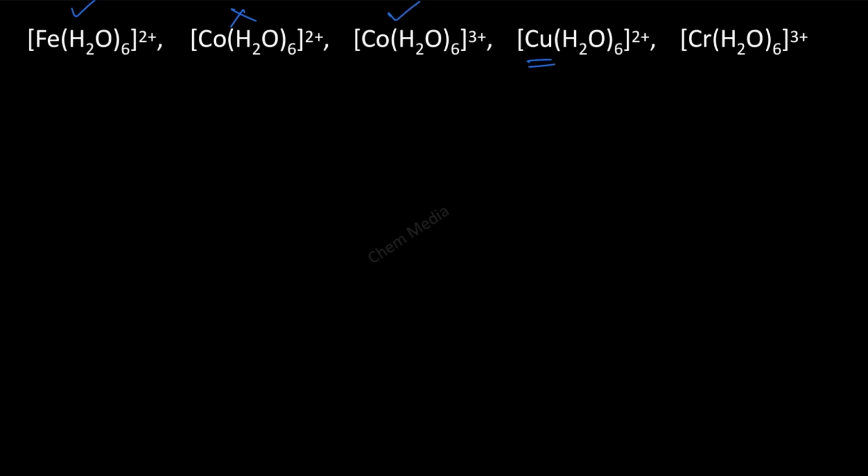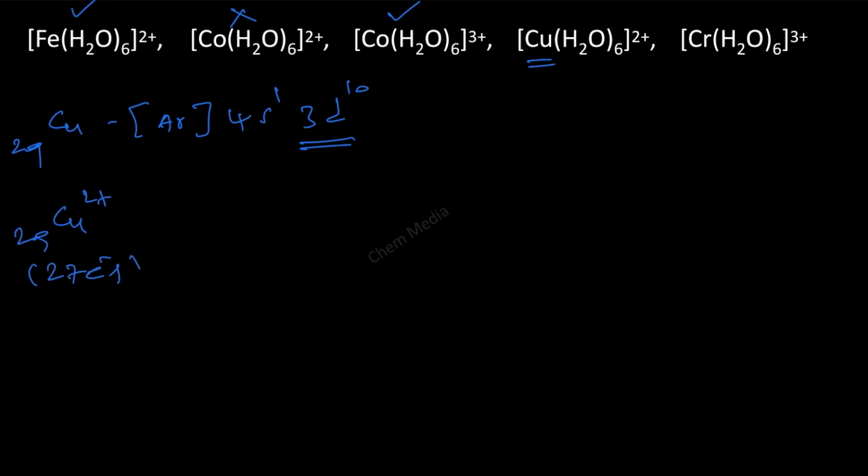For the next one, we have copper. Copper, when it is neutral, the electronic configuration is argon and then 4s1 3d10, not 4s2 3d9, because half filled and completely filled d orbitals are more stable due to higher amount of exchange energy. Therefore, we have to write the electronic configuration this way. But when it is copper 2 plus, we have 27 electrons. So therefore, 1 electron from 4s1 should be removed and 1 electron from 3d10 should be removed. Therefore, now the electronic configuration is argon and then 3d9.